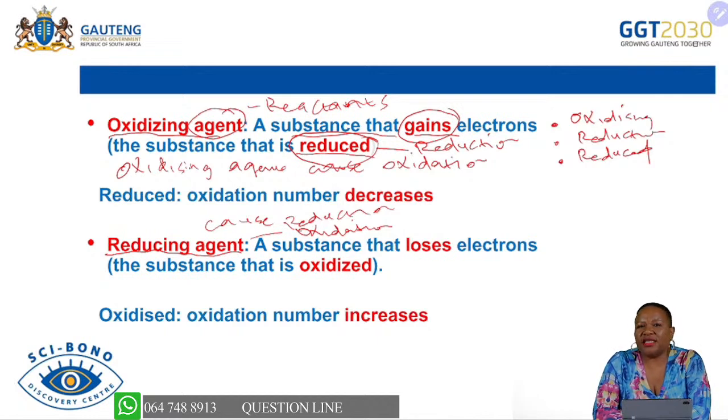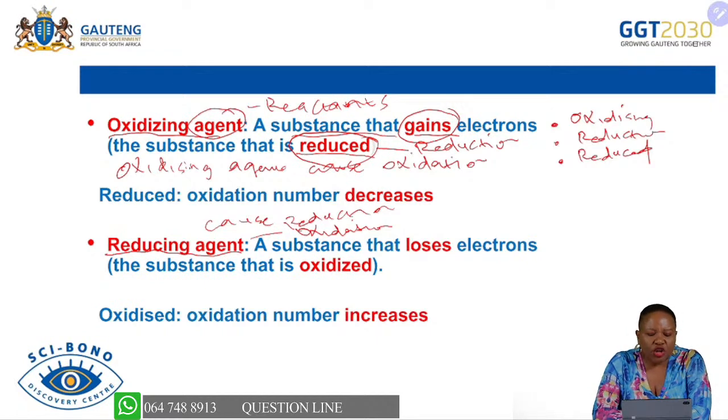And whenever there's something that you don't understand, whenever there's something that you're missing, please feel free to WhatsApp or question so that we can assist you, because at the end of the day, you need to make sure that you master these terms. You need to make sure that you understand what is happening exactly in these reactions.